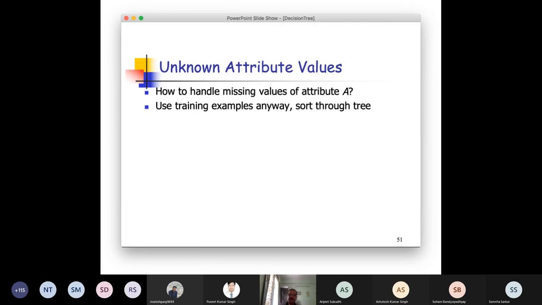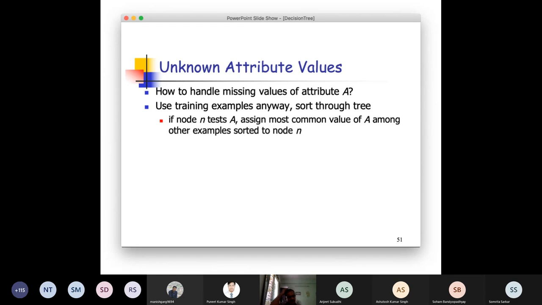Use the training examples anyway, sort them through the tree, and when the node n tests A, assign the most common value of A among the other examples sorted to that node, which means whatever examples are associated with that node. Now at the next stage of splitting, when you are choosing attribute A, since for some training examples you do not have the attribute value, you can enforce a certain attribute value there. One option is that you choose the most frequent value among the examples associated with that node.